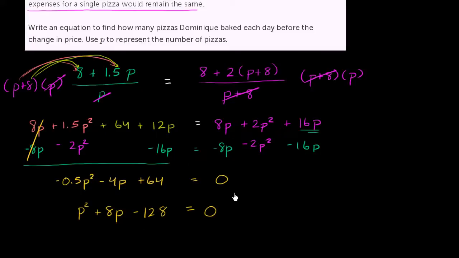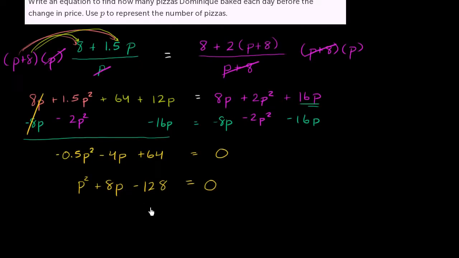So let's see if we can factor this. Can we think of two numbers where if we take their product, we get negative 128, and if we add them together, we get positive 8? So they're going to have different signs right over here. So let's see, what numbers could this be?